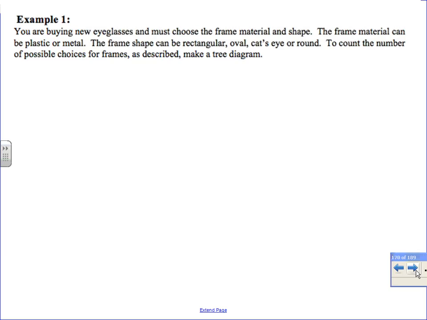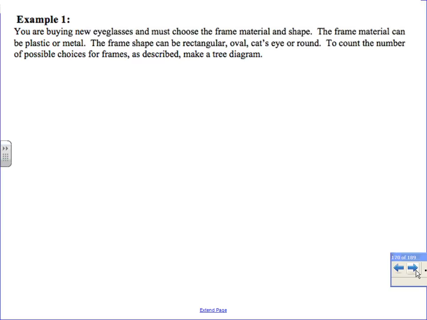All right, so let's do an example. Example 1. You're buying new eyeglasses, and you must choose the frame, material, and shape. The frame can be plastic or metal. The shape can be rectangular, oval, or cat's eyes, or round. To count the number of possible choices for frames as described, make a tree diagram. So let's practice making a fun tree diagram.